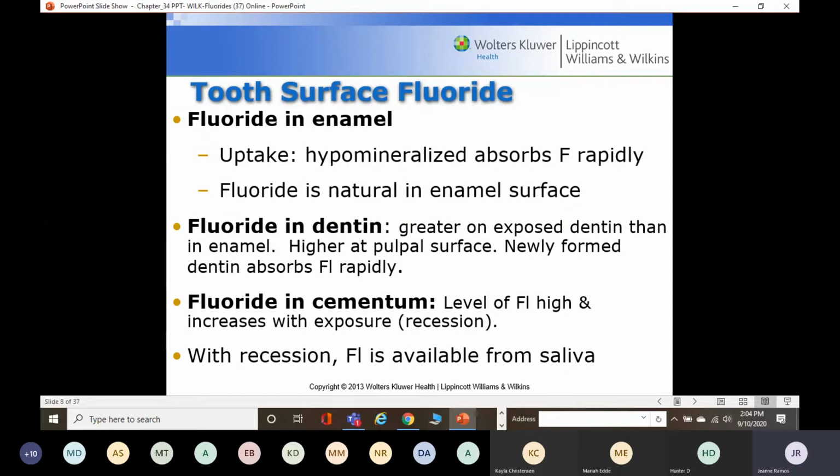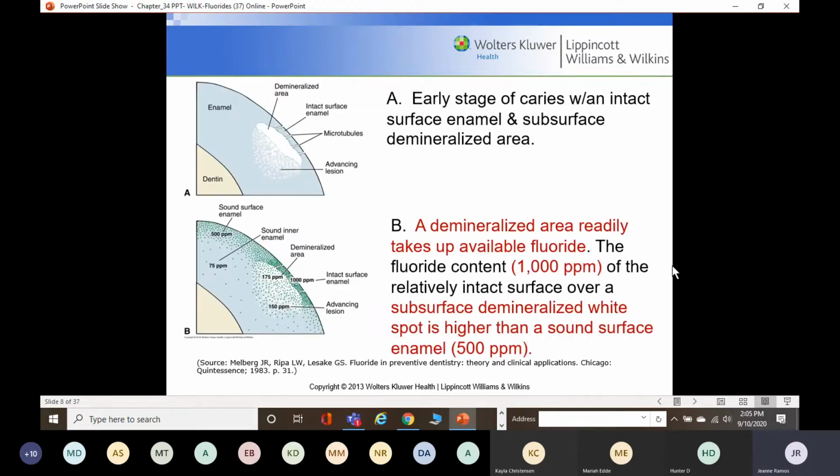So on recession, they've just said that the fluoride is greater on exposed dentin, which means recession. So the cementum and the dentin are going to have the most. With recession, the recessive area also gets fluoride from your saliva.